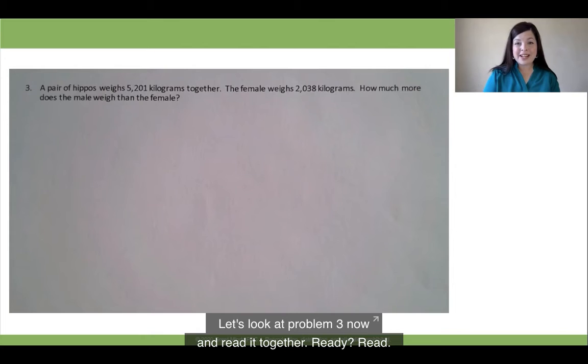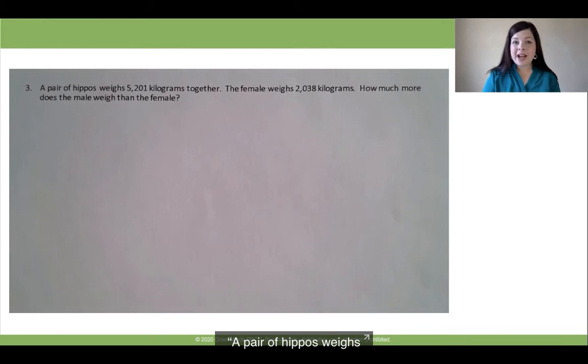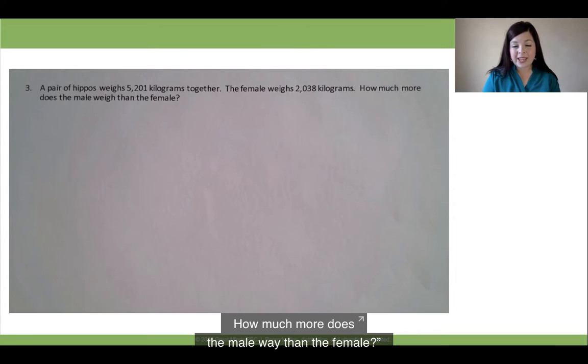Let's look at problem 3 now and read it together. Ready? Read. A pair of hippos weighs 5,201 kilograms together. The female weighs 2,038 kilograms. How much more does the male weigh than the female?